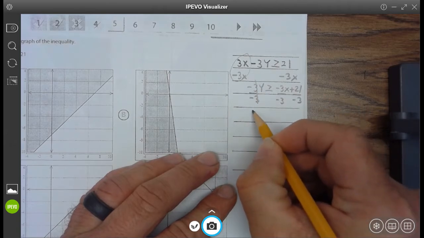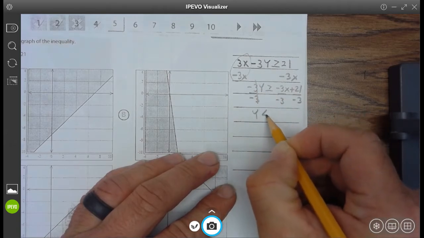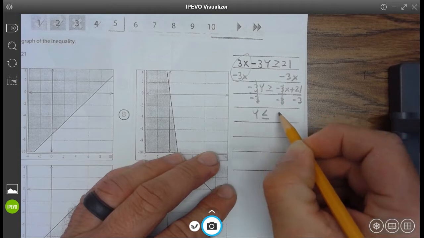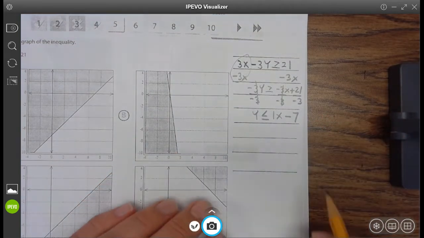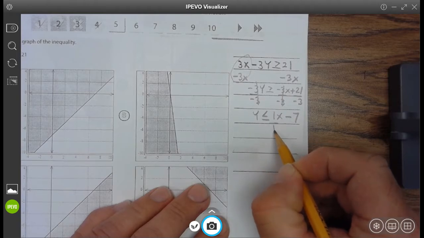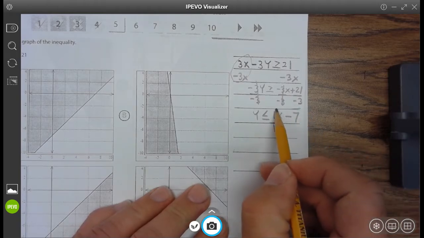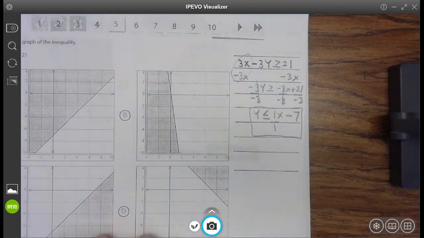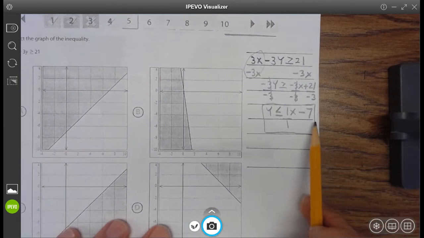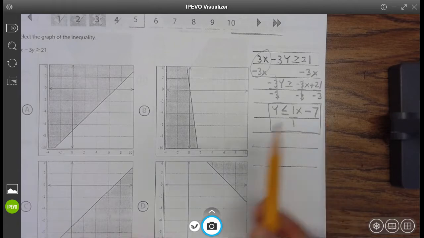So this becomes 1. You get y. This was greater than. Now it's less than or equal to 1x minus 7. Now remember, the number in front of x is always a fraction, so we're going to divide that by 1. And now let's graph. So first off, the y-intercept is negative 7.